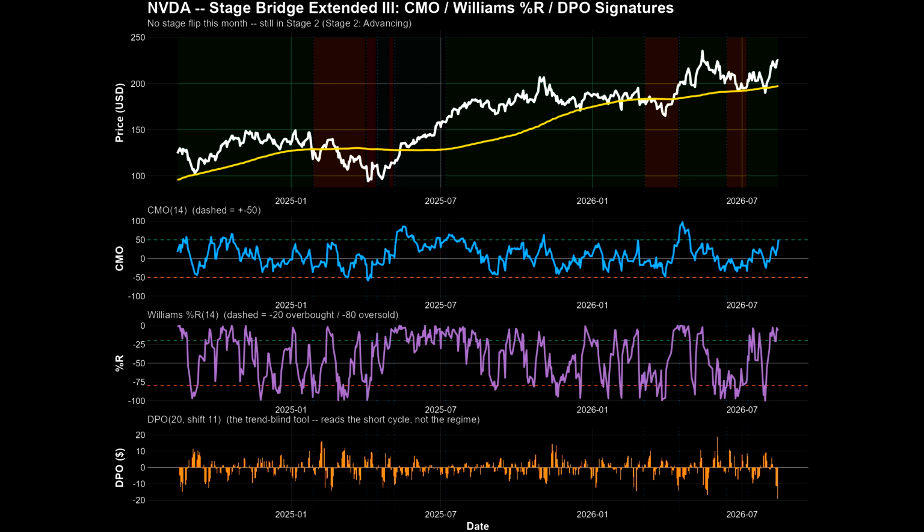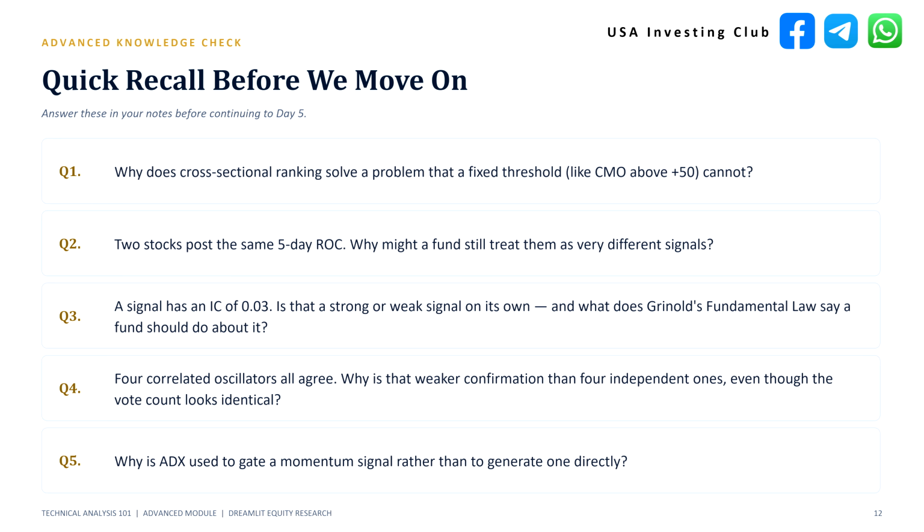By the final month, the subtitle reports plainly, no stage flip this month. The stock remains in stage 2, advancing. Not a quiet month wasted, but confirmation that the convergence bar for calling a genuine regime change hasn't been met yet. Before we close out today entirely, 5 more questions for you to work through in your own notes. Answer them before continuing on to day 5.